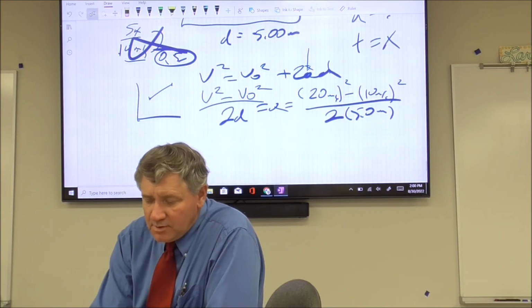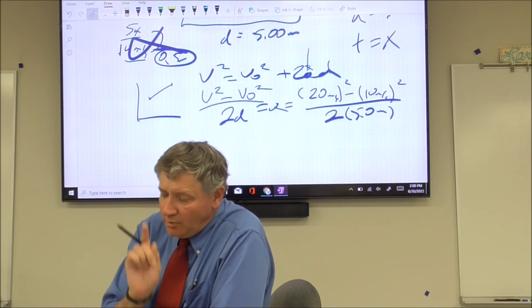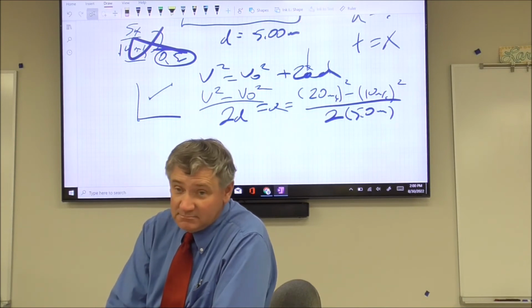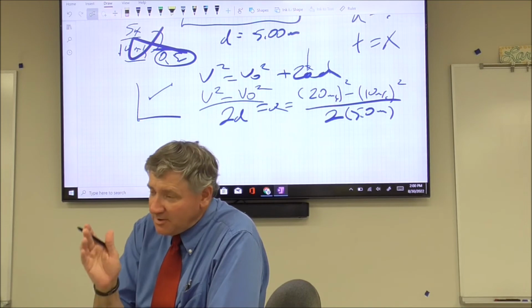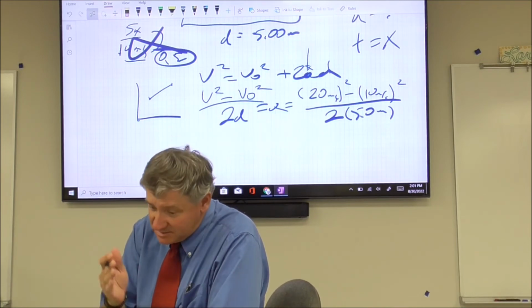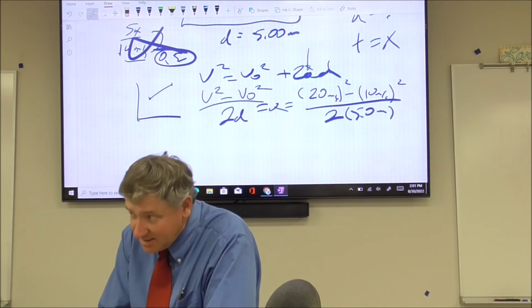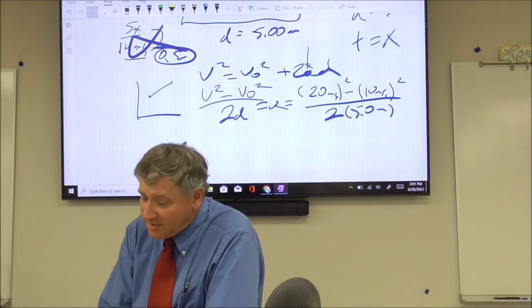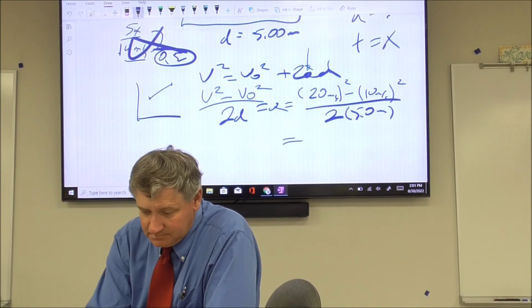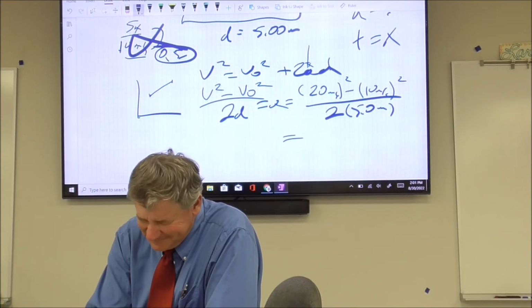So don't do this. Don't take 20 minus 10 and then square it. No, oh, I've seen this done. And it isn't like negative 10 squared either. Okay? It's 20 squared minus 10 squared, and then divide by 10. So what do you get? 400 minus 100 is 300. So 300 divided by 10 is 30.